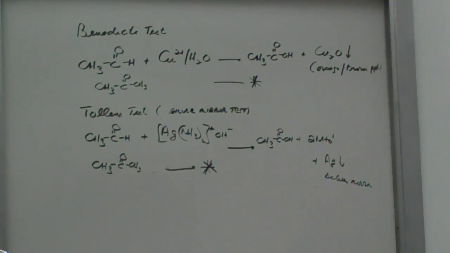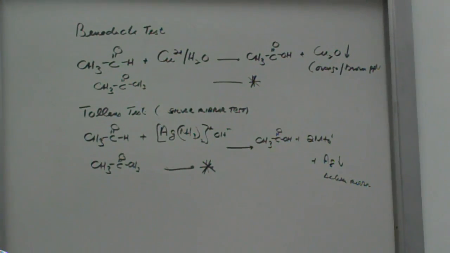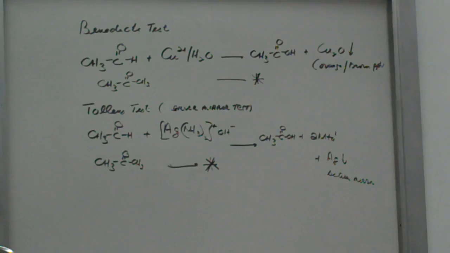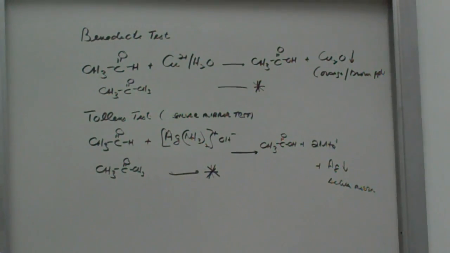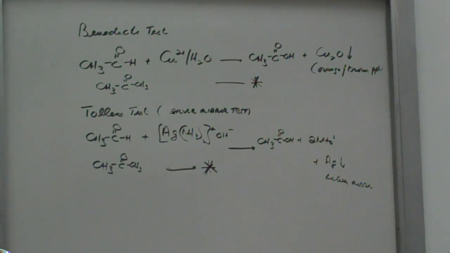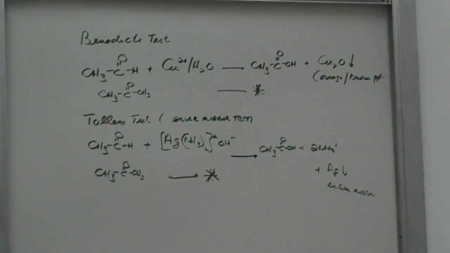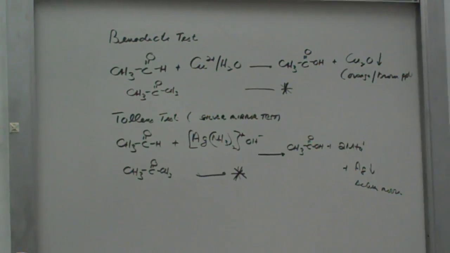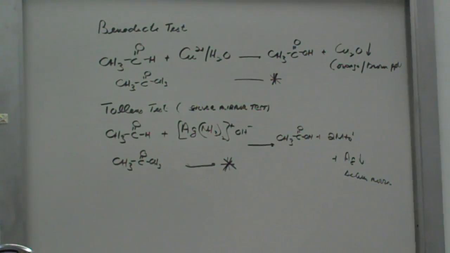Aldehydes are excellent reducing agents in organic chemistry. They will give a positive Benedict's test. They will give a positive Tollens' test. Ketones will react with none of the two reagents. And that's all you need to know in aldehydes and ketones: to name them, to prepare them, and those simple reactions which I've talked about.